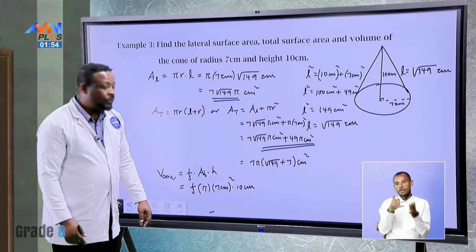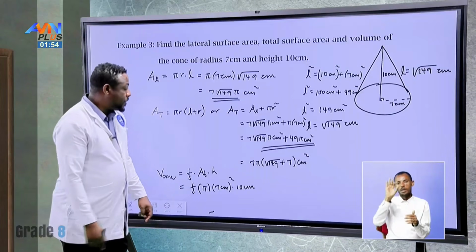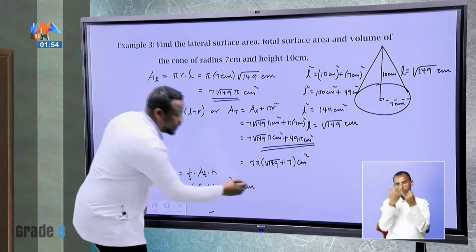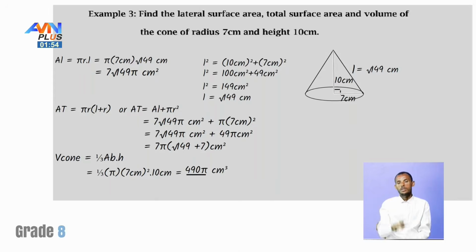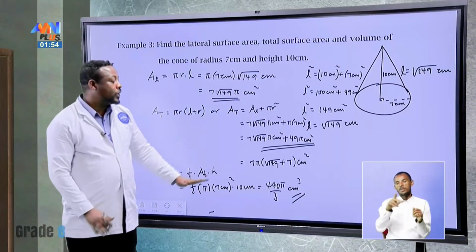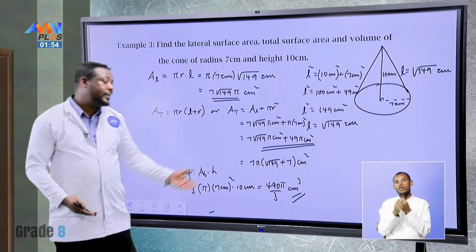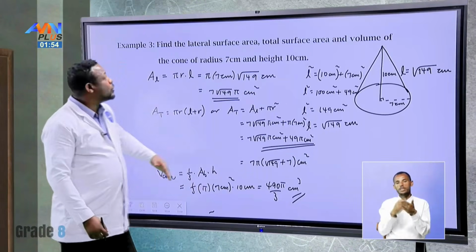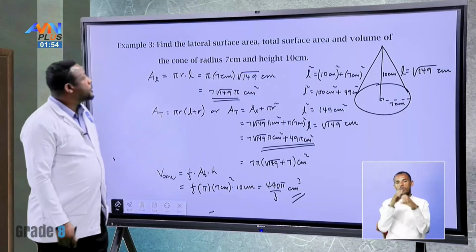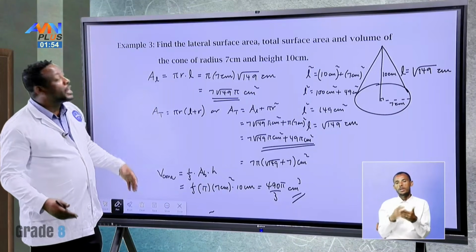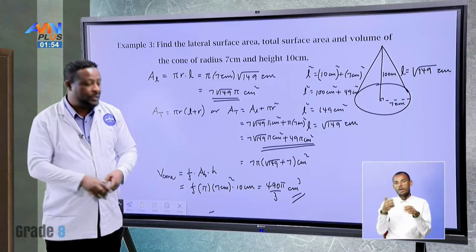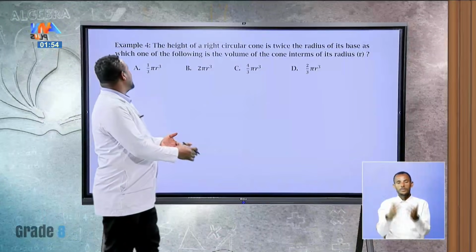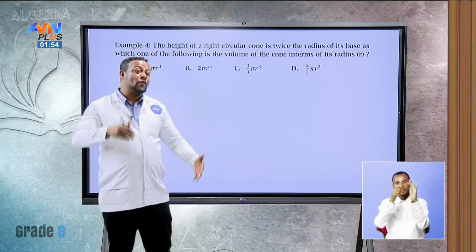It's 490 pi over 3. So this is 490 pi over 3 centimeter cube. This cannot be simplified by 3, so you can put it as it is. Hopefully you get the same answer. So this is how we calculate the lateral surface area, total surface area, and the volume of a cone. Good. Now let's see the last example that we have for today.